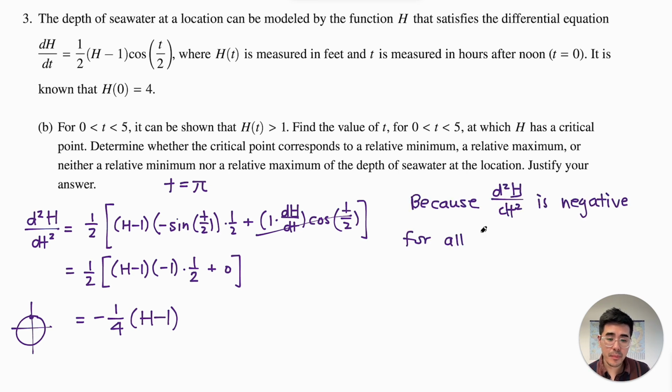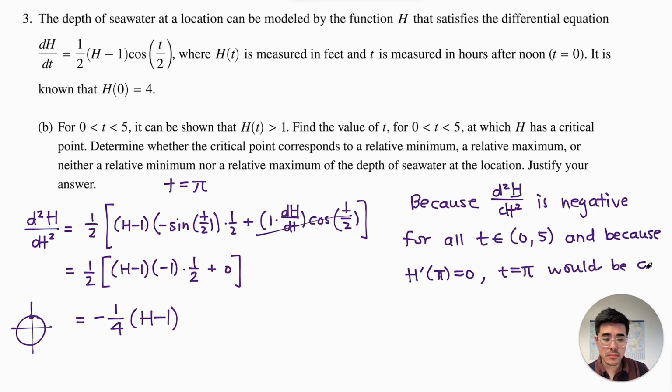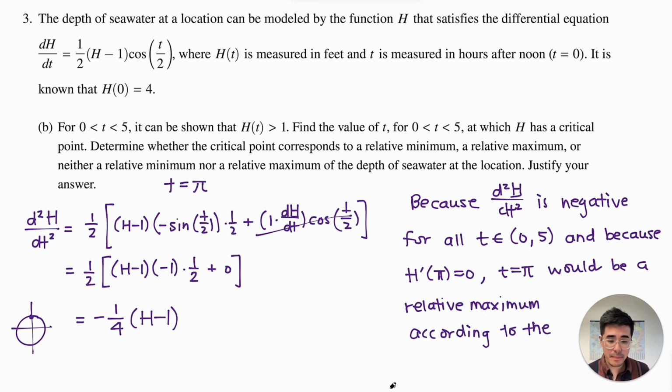Because the second derivative of h is negative for all t between 0 and 5, and because h prime of pi is equal to 0, t equals pi would be a relative maximum according to the second derivative test. So remember, for the second derivative test, that occurs when your first derivative is equal to 0. Then you look at the concavity of your graph.